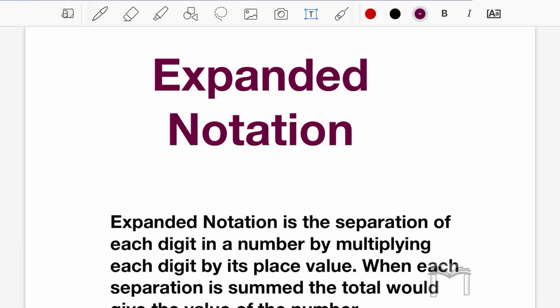Expanded notation. Expanded notation is the separation of each digit in a number by multiplying each digit by its place value. When each separation is summed, the total would give the value of the number. I recommend that if you haven't already learned place value and value, you can do so now before looking at this topic. We will now go on to some examples.